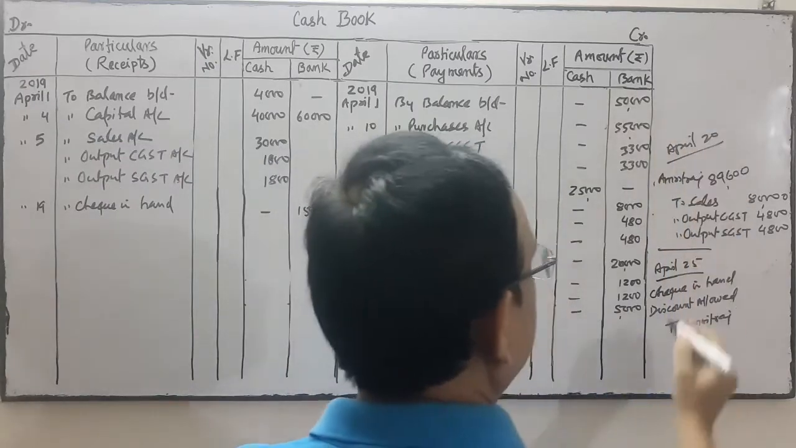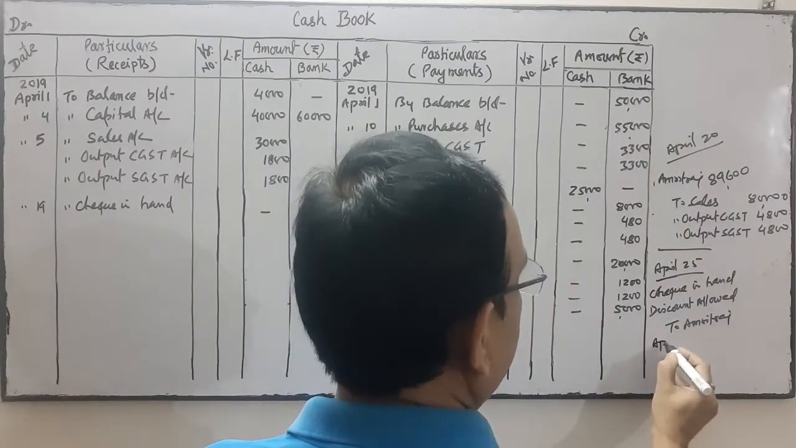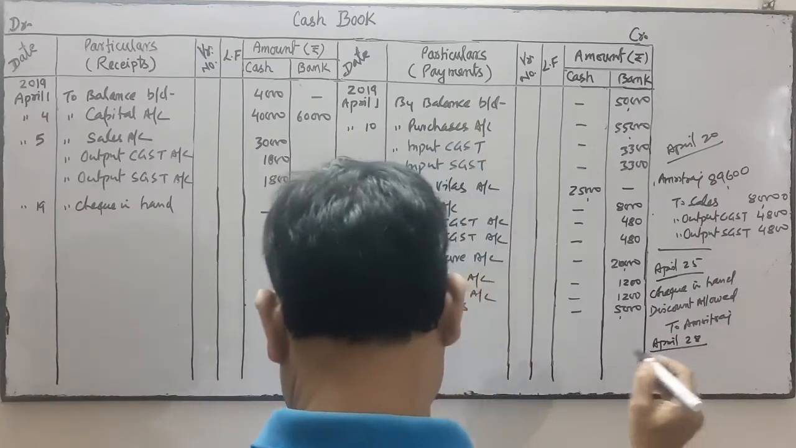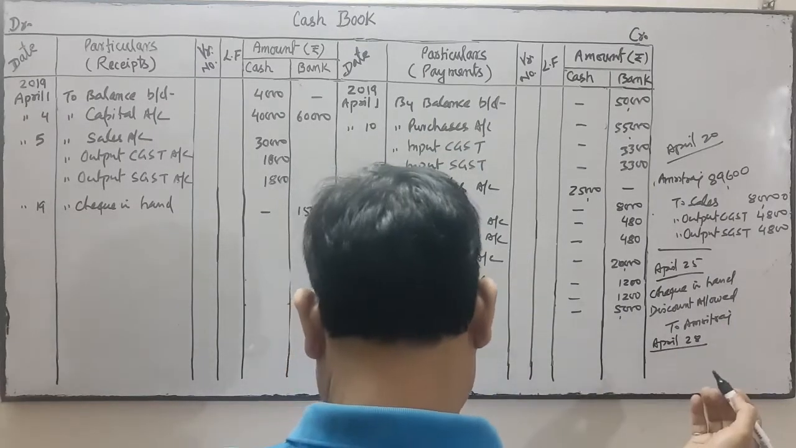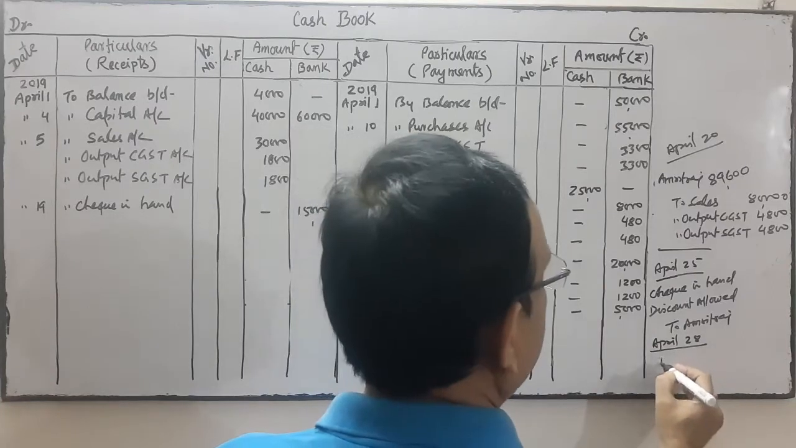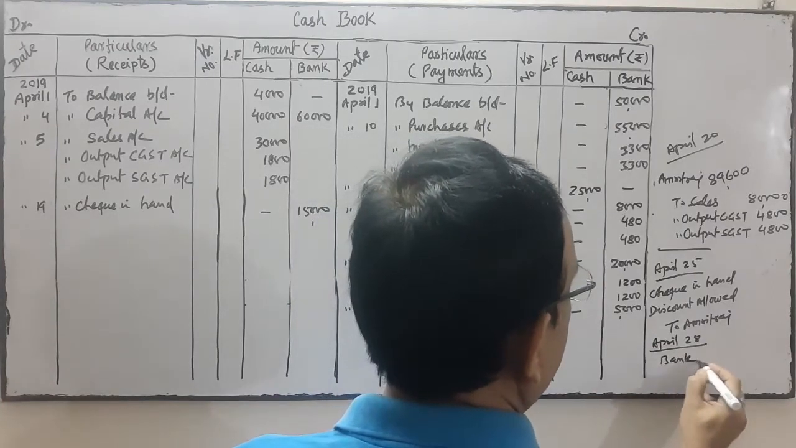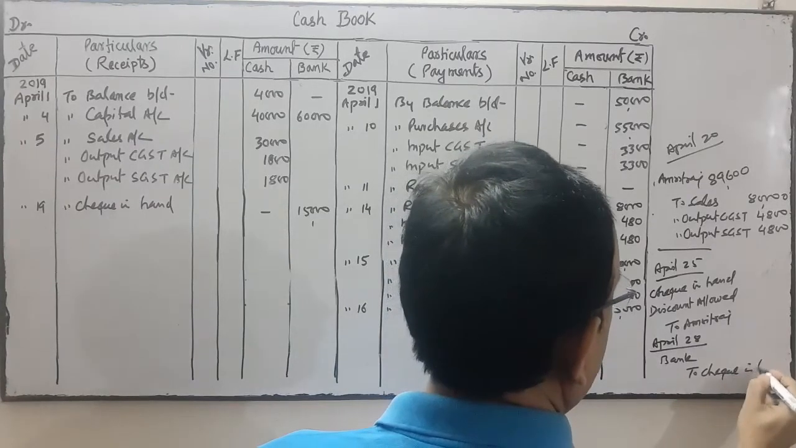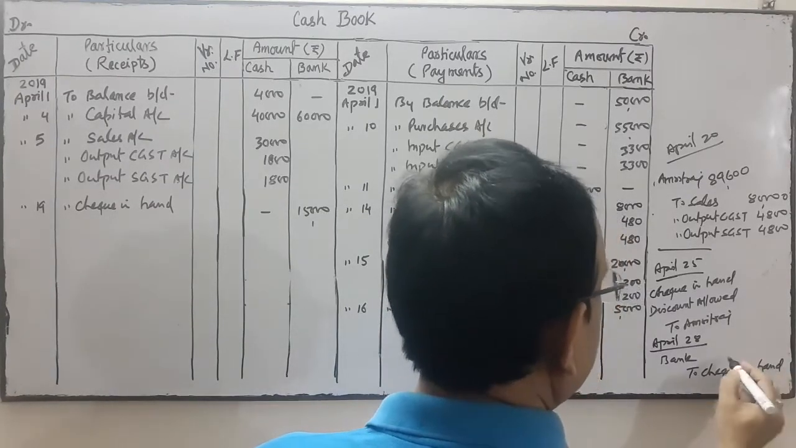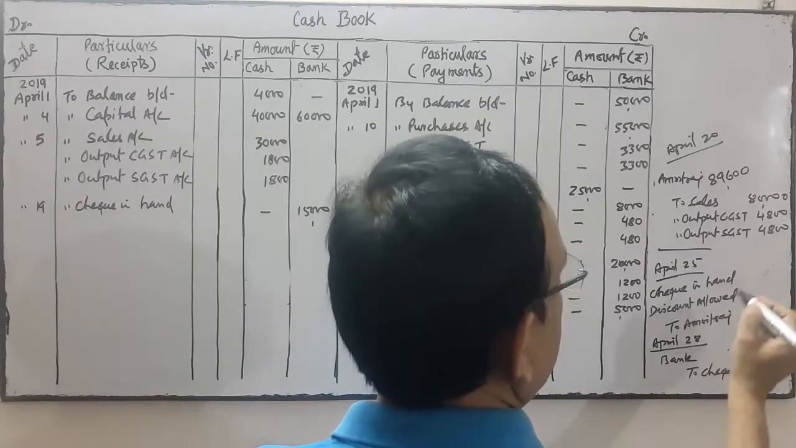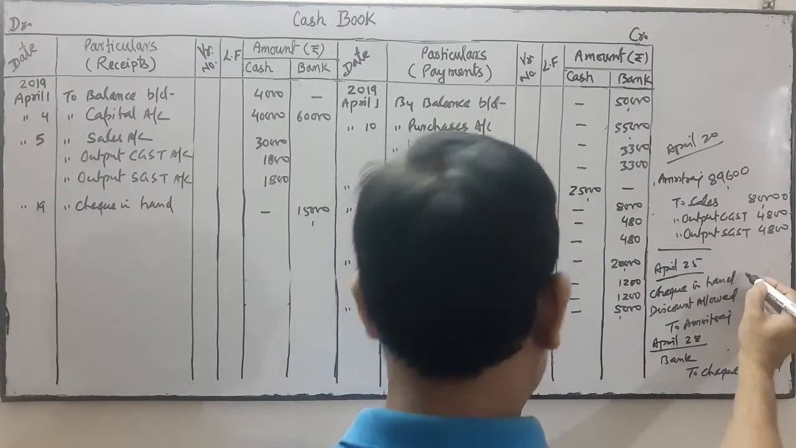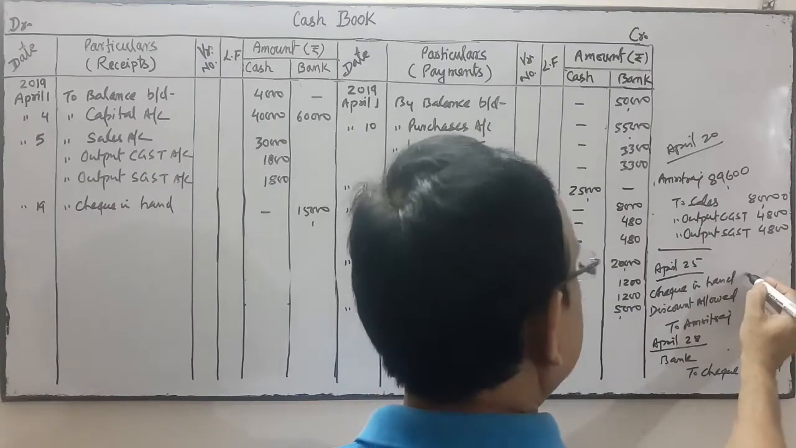And on April 28, deposited into bank on April 28. So bank account debit to check in hand. This will be recorded in the cash book. This will be recorded by us in the cash book. This transaction's amount is 88,000.